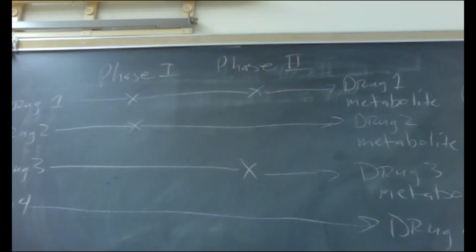Torsade de Pointes is French for twisting of the poles. That means that in your heart, what was positive now becomes negative. What was negative now becomes positive. This is a very, very serious arrhythmia that can lead to ventricular AFib.